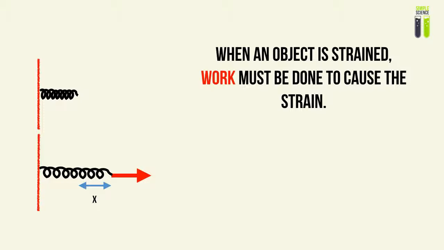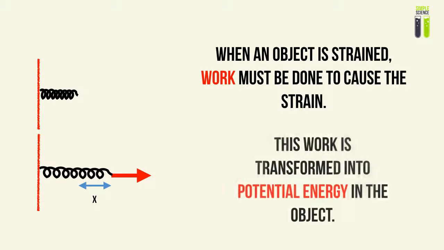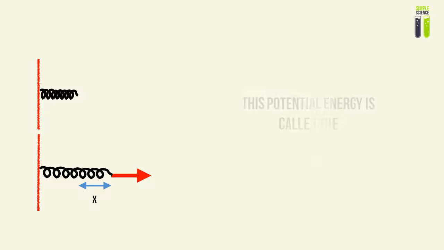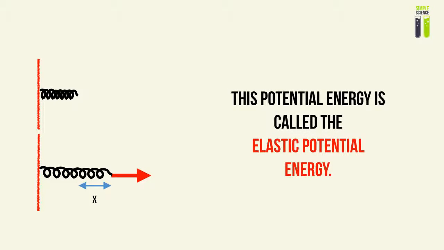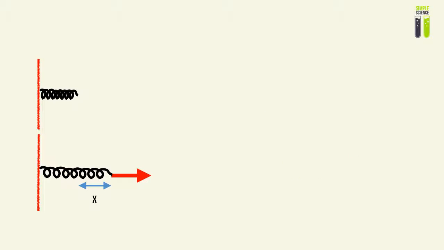Alright, so we are doing work to cause this object to be strained, and this energy doesn't just go anywhere when we stop moving this force. This work is transformed into potential energy inside the object. So we basically give the object energy. And this potential energy is called elastic potential energy, which pertains to the system that we're dealing with.